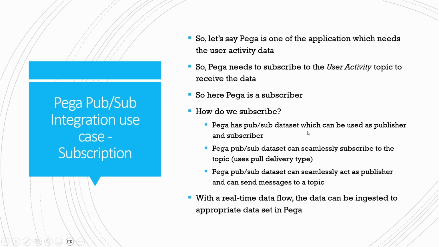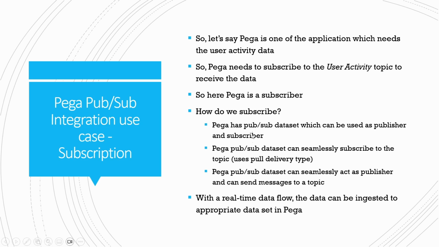Okay. The beauty of the PubSub dataset is it can be used as a publisher and a subscriber. In our case, we are going to use this particular PubSub dataset as a subscriber. Okay. So the Pega PubSub dataset can seamlessly subscribe to the topic, using the pull delivery type. This is the main point you have to remember. Anyway, I will show you in the details tab whenever the subscription is created in our further videos. And the Pega PubSub dataset can also seamlessly act as a publisher and send messages to the topic as well. Okay, that means it can act as both publisher and subscriber.